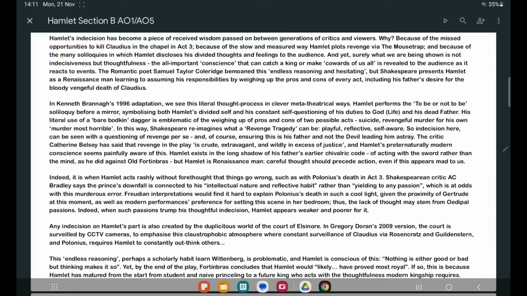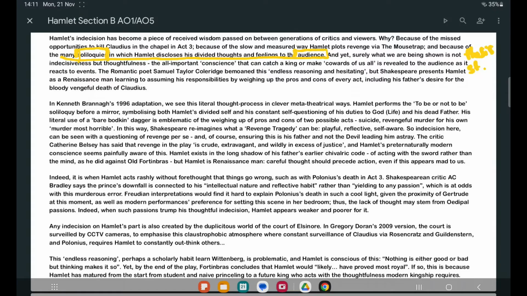So there's that kind of idea that we're talking about a play here. I mentioned the audience, and I'm using some terminology there. And yet, surely what we are being shown is not indecisiveness, but thoughtfulness. So this is my thesis statement here. This is my main idea. My big idea that I'm going to demonstrate and argue persuasively why I think this, in distinction to indecision, which is the question.